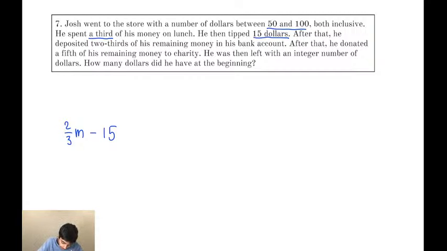And after that, he deposits 2/3 of his money into the bank account. So if he has some money left, he deposits 2/3 into the bank, and he's left with 1/3 of what he has. And that means we have 1/3 times 2/3 M minus 15. But then after that, he donates a fifth of his remaining money to charity. And since he donates 1/5 of his remaining money, he's left with 4/5 of it. So we have 4/5 times this.